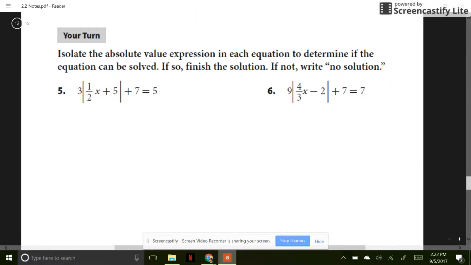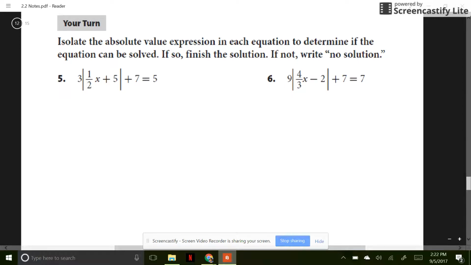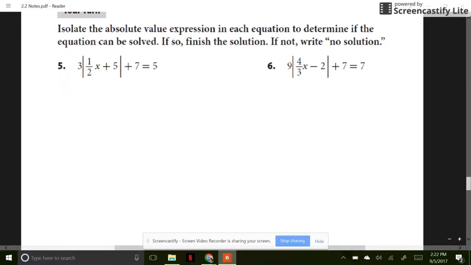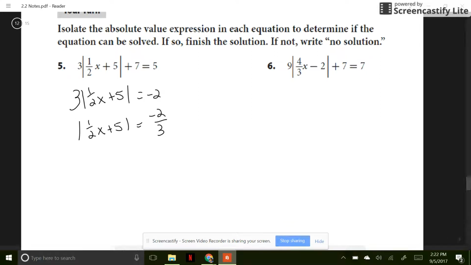All right, working through a couple more examples here. Again, we want to isolate the absolute value and determine if it can be solved. So here on the left, the first thing we want to do, we want to subtract that 7. So 5 minus 7 is -2. Divide by that 3. So -2 divided by 3 will be -2/3. And from here, we can already see, okay, an absolute value can't be a negative number, so there is no solution.